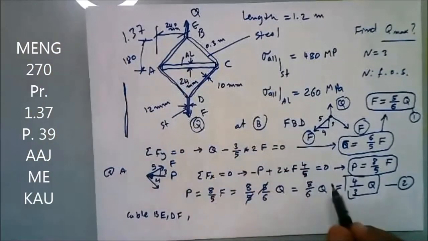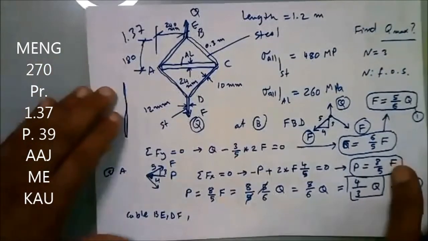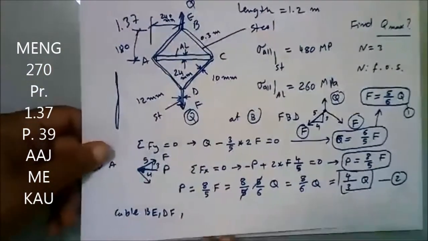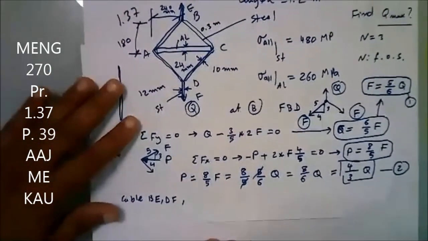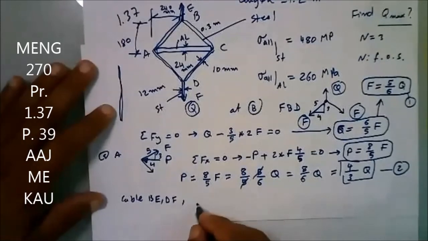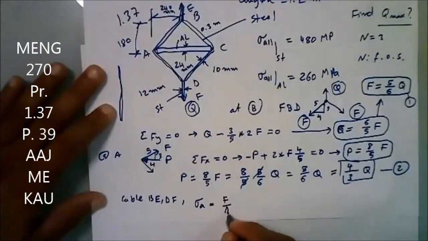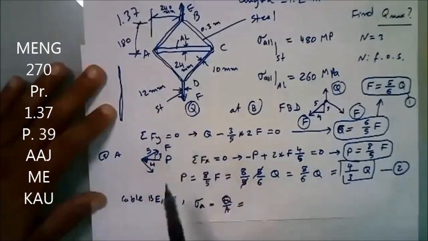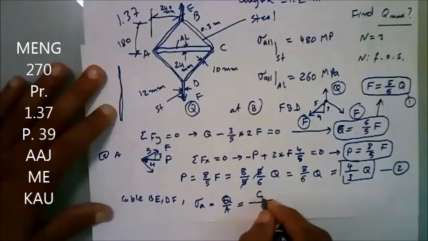Can someone tell me what is the stress in these two cables? Sigma axial equals force F over area. What is the force here? We should not write F because we are already using F here. So let's say Q over area. This Q over the area. What is Q? We are looking for it.